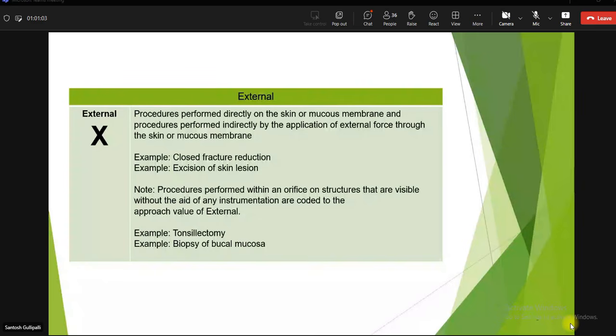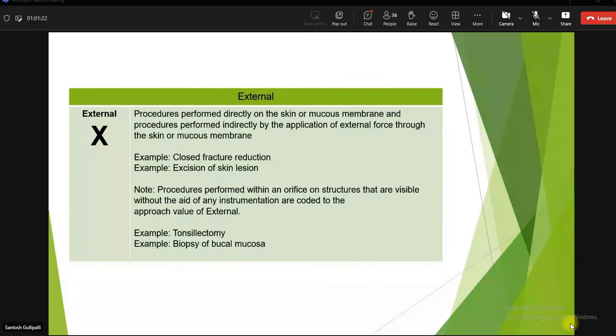Okay, they are asking for examples. Give me some examples for external approach. So at that time: closed fracture reduction, laceration repair, skin biopsy, tonsillectomy, adenoidectomy. So these are all the examples for external approach.